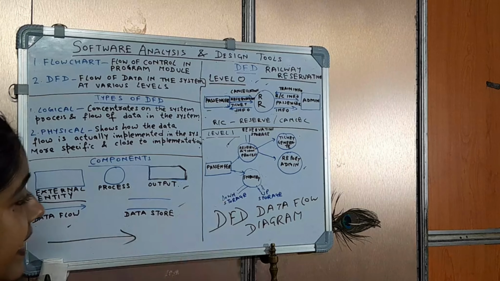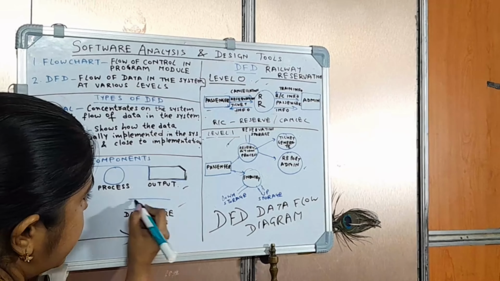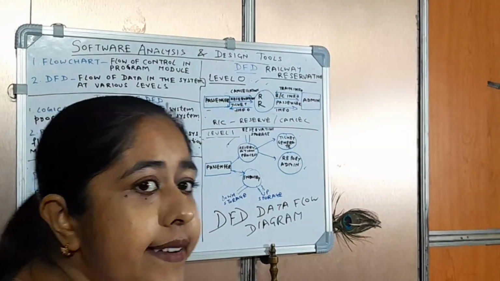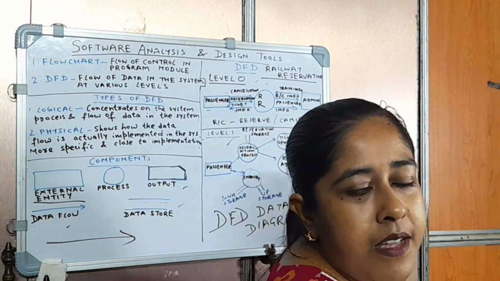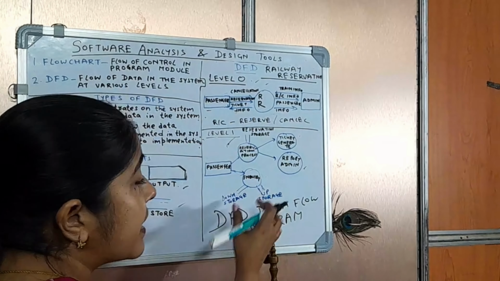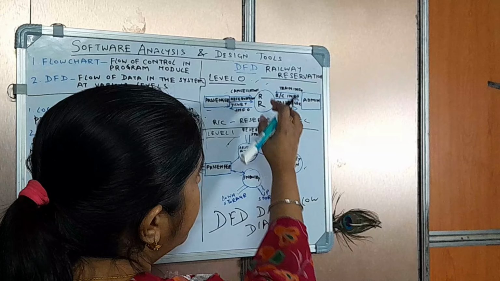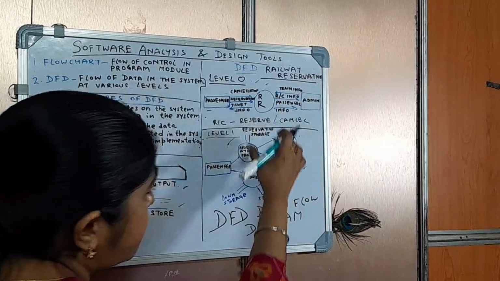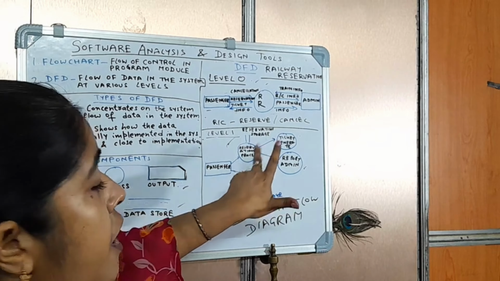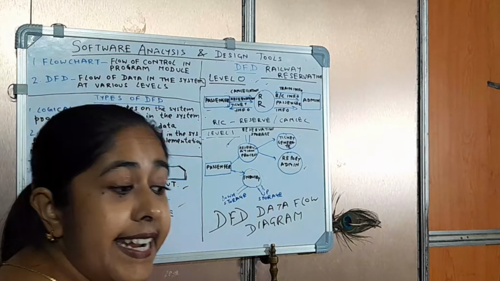And the fifth symbol is data storage. Storage is shown by this kind of thing, two parallel lines, and in between you have to show what kind of storage is there. Suppose in a railway reservation system, what is the storage? Storage is the data you are going to store. When I am talking about the railway reservation system, this is my reservation process. What kind of storage should I have? That is my reservation storage.